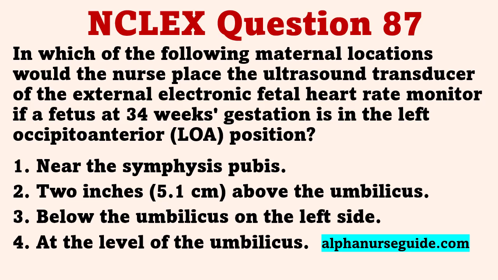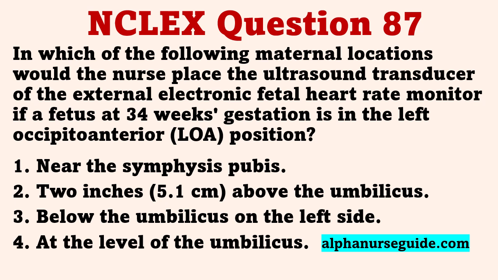In which of the following maternal locations would the nurse place the ultrasound transducer of the external electronic fetal heart rate monitor if a fetus at 34 weeks gestation is in the left occipital anterior position? 1. Near the symphysis pubis. 2. 2 inches above the umbilicus. 3. Below the umbilicus on the left side. 4. At the level of the umbilicus.